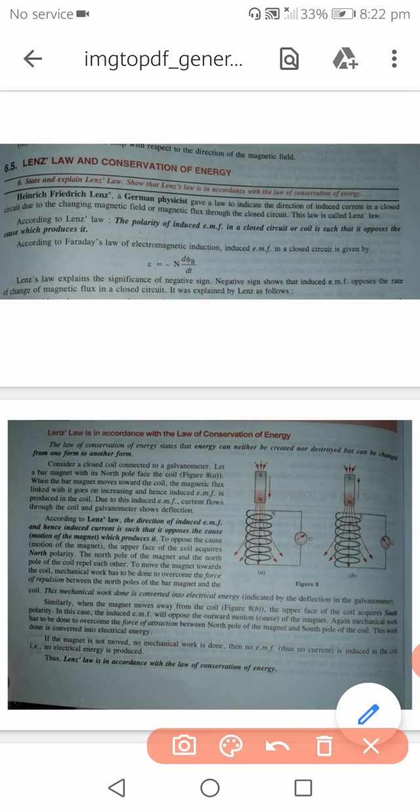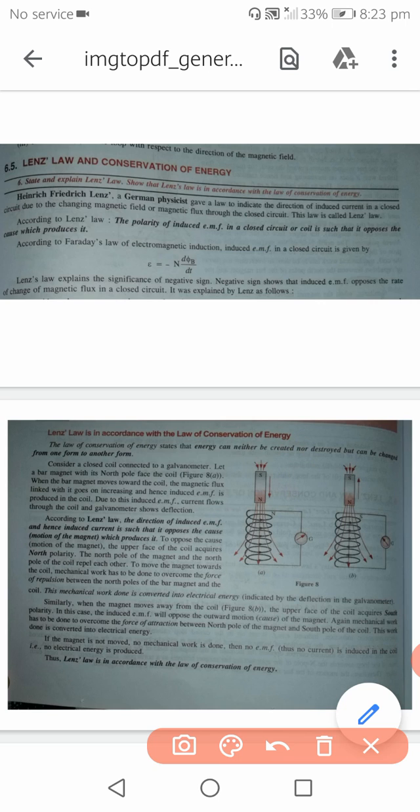Mechanical energy, because we are doing some work, means that is mechanical energy. We are providing some mechanical energy in the whole system, and that mechanical energy in turn gets converted to electrical energy. Okay, now what happens when this magnet is taken away from the coil? How is this mechanical energy getting converted to electrical energy?